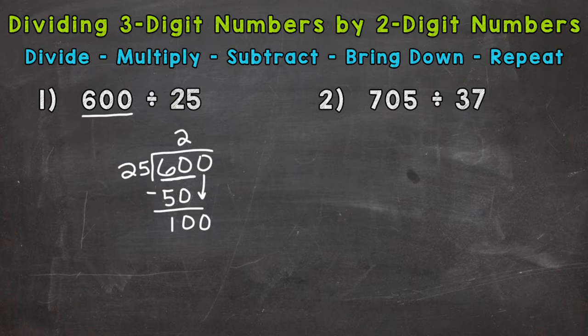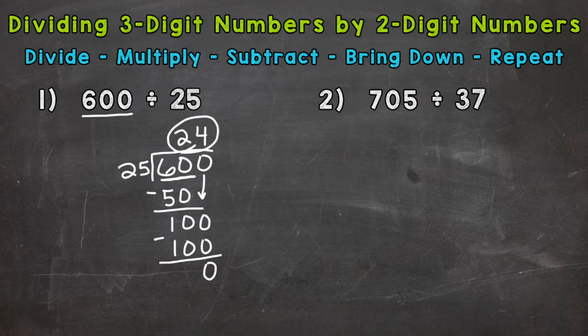So now we repeat those steps. So divide. 100 divided by 25. So we can think, well, 25 times 4 hits 100 exactly. So we can pull 4 whole groups of 25 out of 100. Now we multiply. We get 100 here. Subtract. We get 0. And that brings us to bring down. But we went all the way over to the ones place and there's nothing else to bring down. So we are done. 24 is our answer and we do not have a remainder.